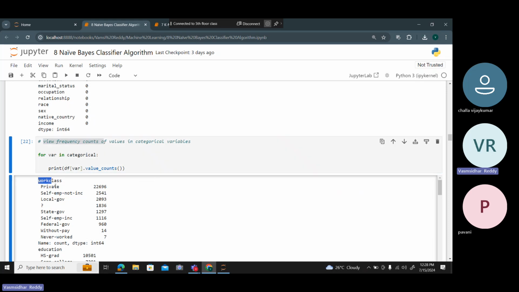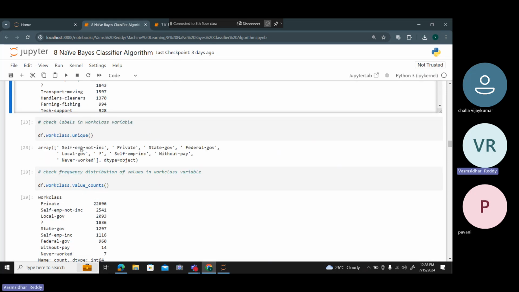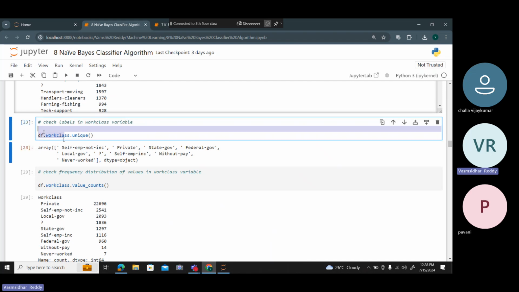In workclass, private has 22,000. Self-employment has 2,000, local government has 2,000. This question mark is also present, 1,839 times. This question mark is not that important, so we remove it. Okay, this is the entire data. For the removal, let me find the unique values. These are the unique class labels we have in workclass.